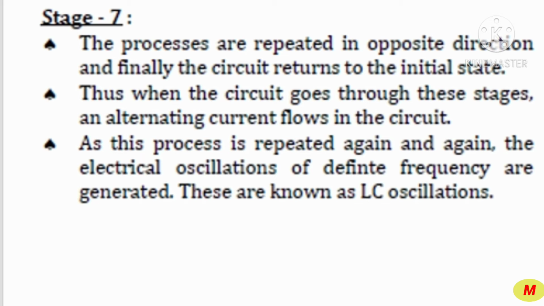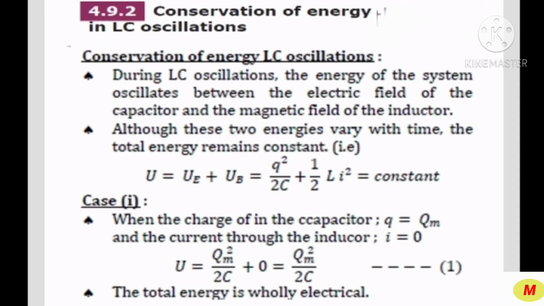as LC oscillations. Next one is conservation of energy in LC oscillations. During LC oscillations, the energy of the system oscillates between the electric field of the capacitor and the magnetic field of the inductor. Although these two energies vary with time, the total energy remains constant such that U is equal to UE plus UB is equal to Q squared by 2C plus half Li squared is equal to constant.